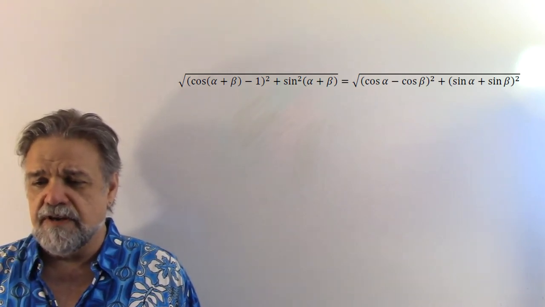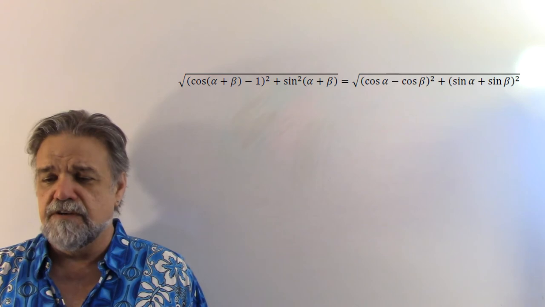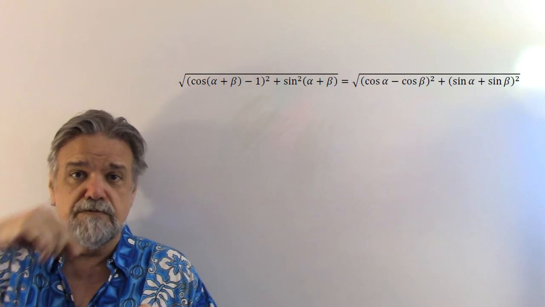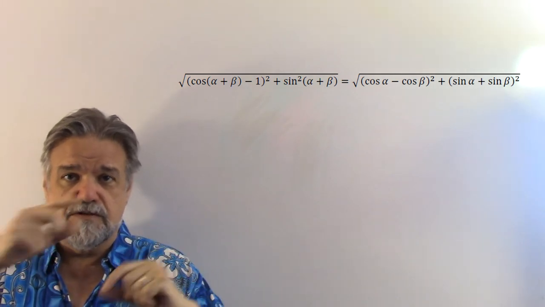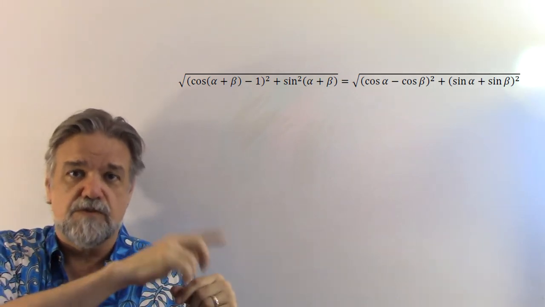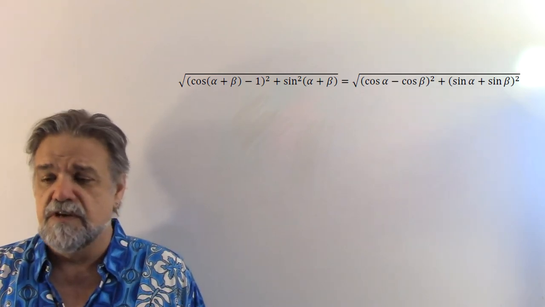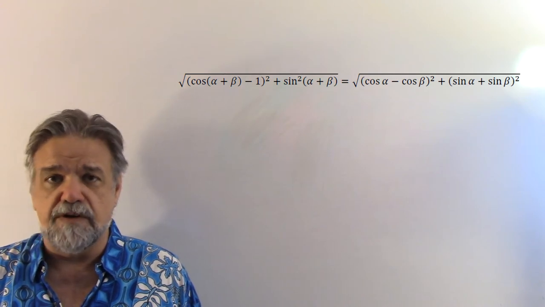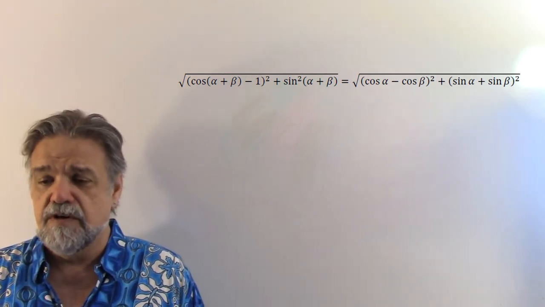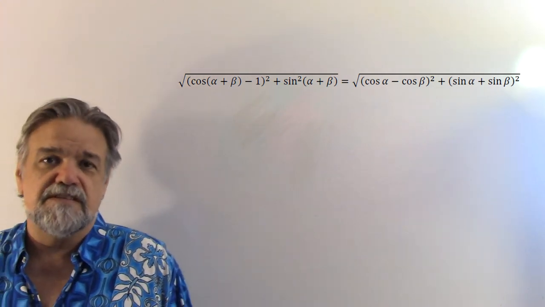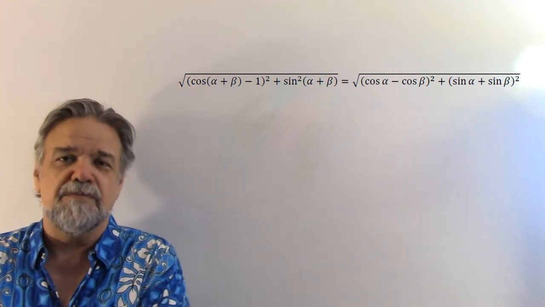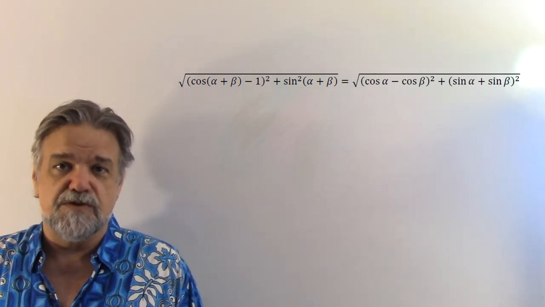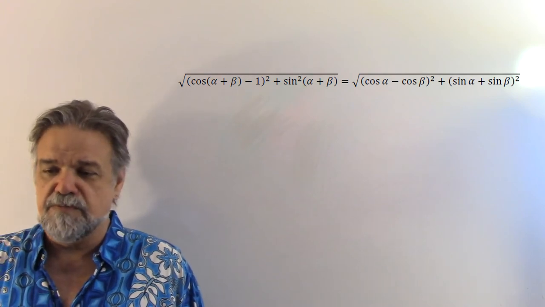Looks kind of messy so far. I have the square root of cosine of alpha plus beta minus 1. Remember what the distance formula is, all right? It's the square root of your difference of x's squared plus the difference in y's squared. So we see there that we have the cosine of alpha plus beta minus 1, the two x coordinates, squared, plus the sine of alpha plus beta minus 0 squared, which is simply the sine squared of alpha plus beta.